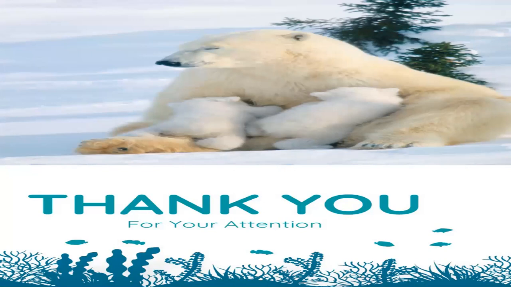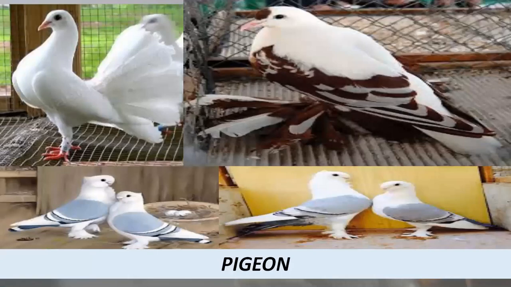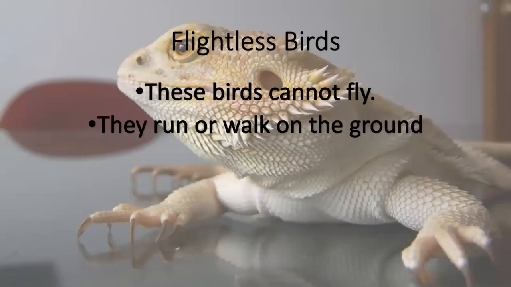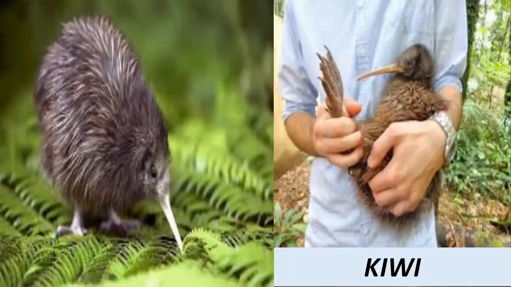Before ending this lecture, there was some technical issue in this portion. We have two types of birds, and the flightless birds cannot fly. They can run or walk on the ground. Examples: kiwi, peacock, ostrich, quail. Our country is rich with so many kinds of birds, but we do not have ostrich and kiwi. Kiwi is found in New Zealand.